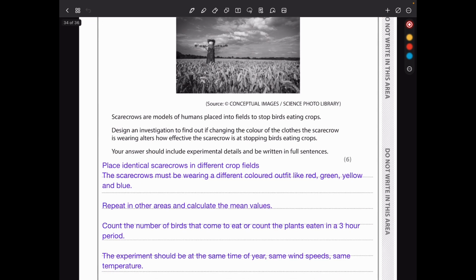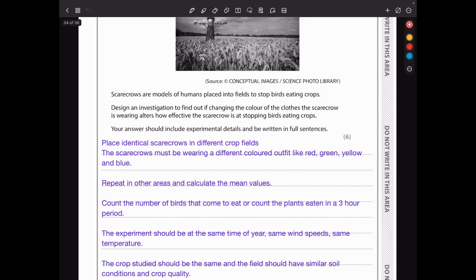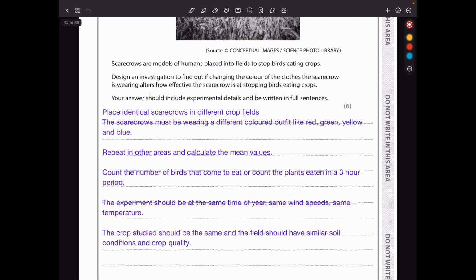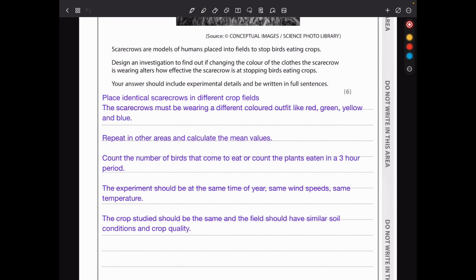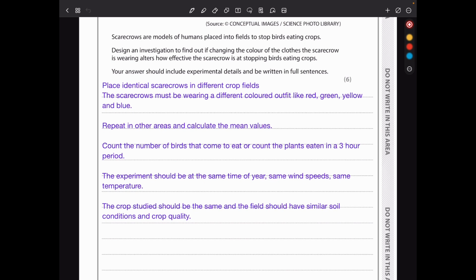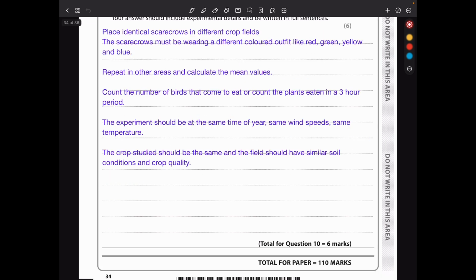So I said place identical scarecrows in different crop fields. The scarecrows must be wearing a different colored outfit. It could be red, green, yellow, and blue. Repeat in other areas and calculate the mean values, then count the number of birds that come to eat, or you could count the plants that have been eaten in a certain period of time. I chose 3 hours. The experiment should be at the same time of year, same wind speed, same temperature, and the crop study should be the same, and the field should have similar soil conditions and crop quality.